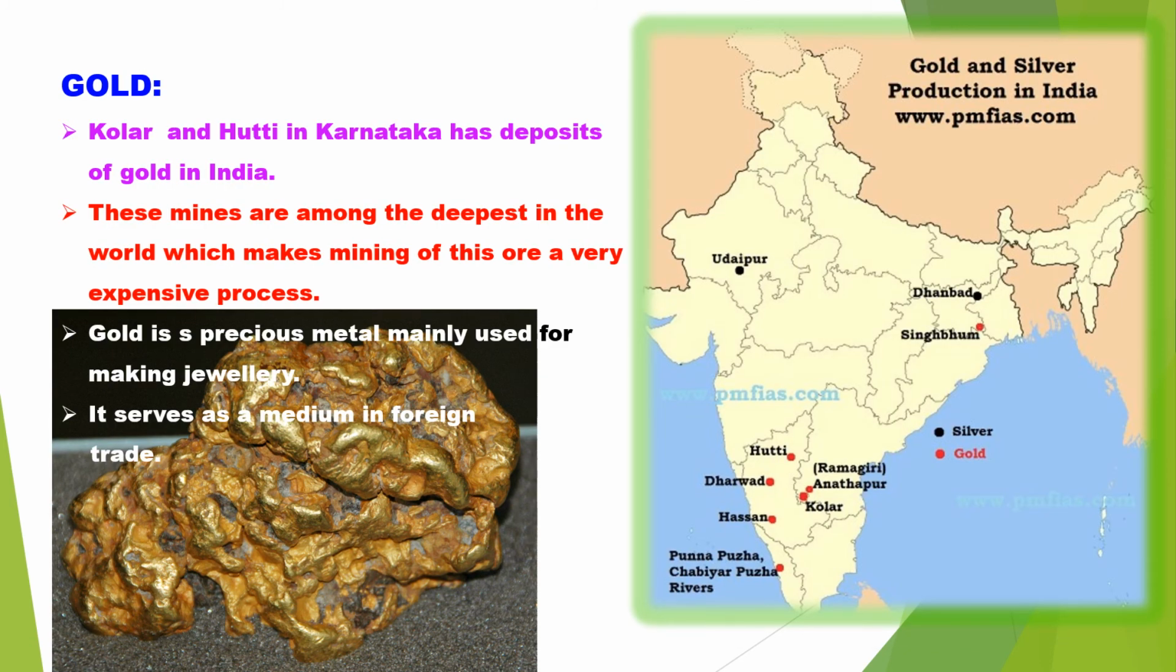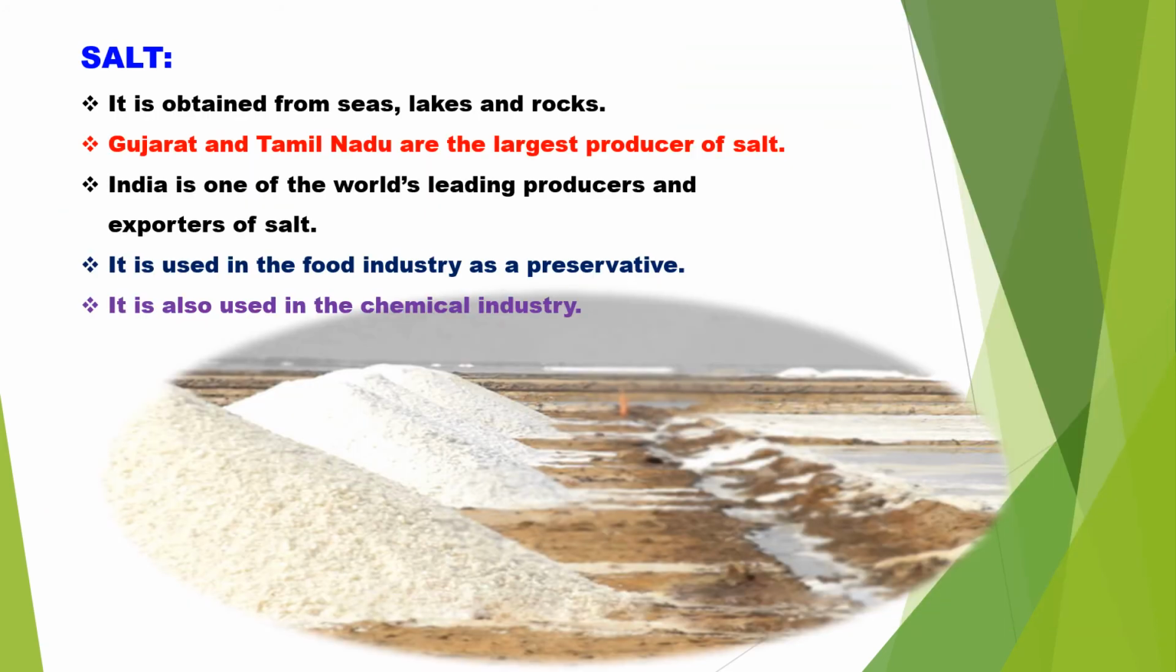Gold. Gold is one of the most precious things. It is mainly used for making jewelry. The gold deposits in India are Kolar and Kuti in Karnataka. These mines are among the deepest mines in the world, which makes mining of this ore a very expensive process. And this not only serves in making jewelry, it also serves as a medium in foreign trade and foreign exchange.